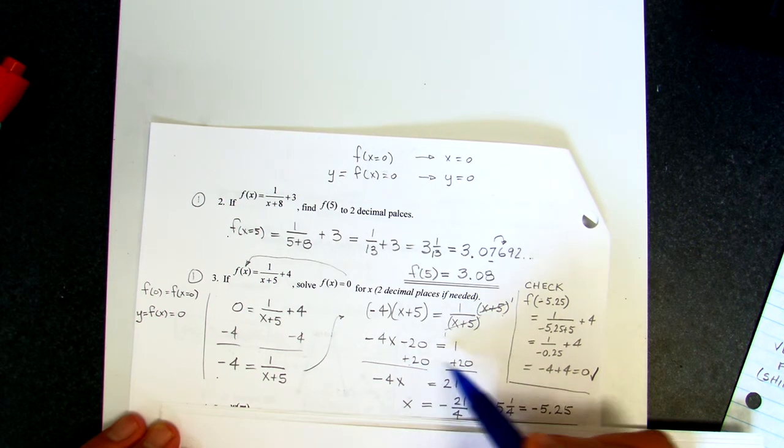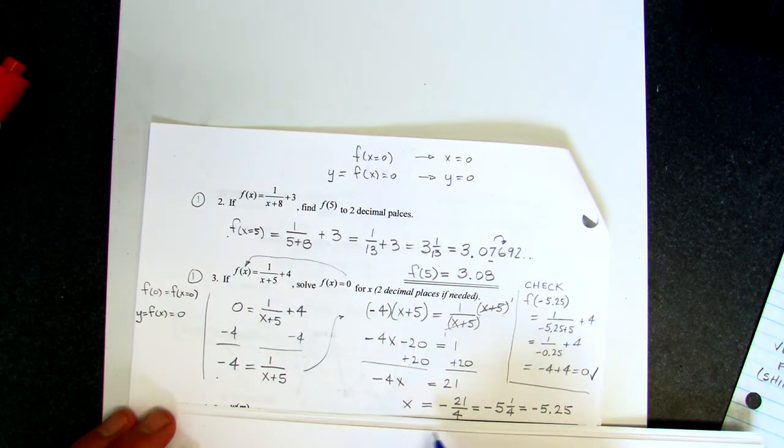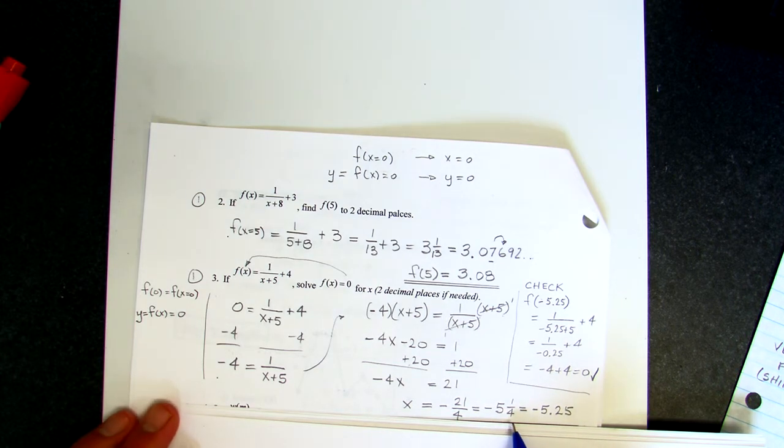And then we could get all the numbers on one side. So this would be negative 4x equals 21. Dividing both sides by negative 4, we get x is equal to negative 5 1/4 or negative 5.25.